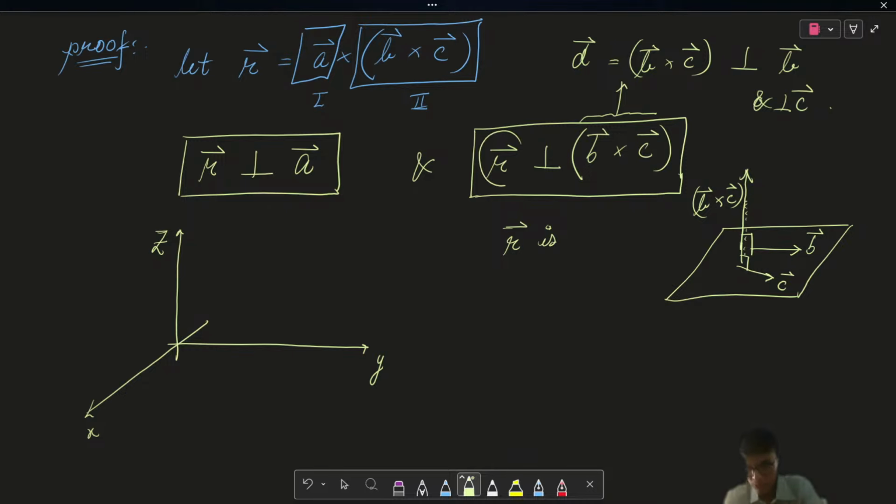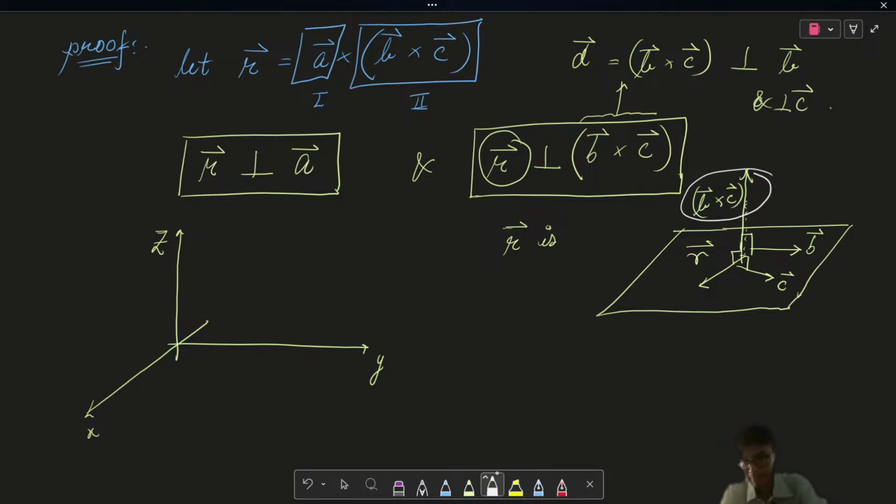So if my r vector is also perpendicular to this vector, then my r vector must definitely lie somewhere over here, in this plane. The r vector should lie in the same plane as b and c vectors in order to be perpendicular to the b cross c vector, which is the d vector, right?